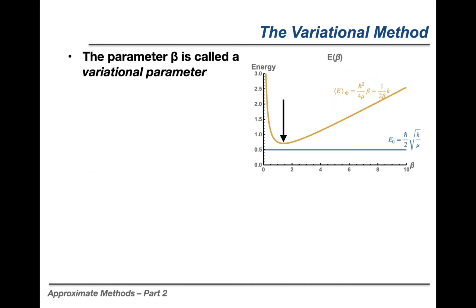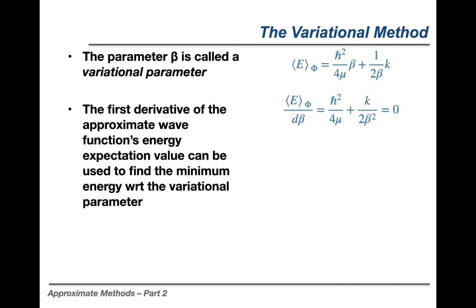That gives rise to this idea of the variational method. We're going to treat beta as a knob that we can turn to tune ourselves to the best wave function in this family that we're studying. Then we have to define what we mean by best. What we usually mean is the wave function whose energy expectation value is closest to the exact energy. So we'll try to find the value of beta that points us to the minimum, which I'm showing here with the arrow.